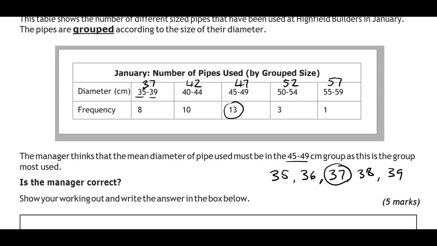So we're going to multiply 37 times 8, 42 times 10, 47 times 13, 52 times 3, 57 times 1, and so on.